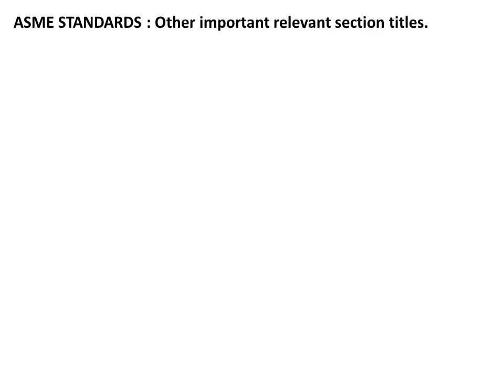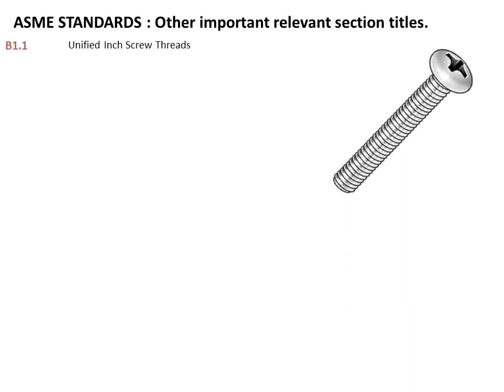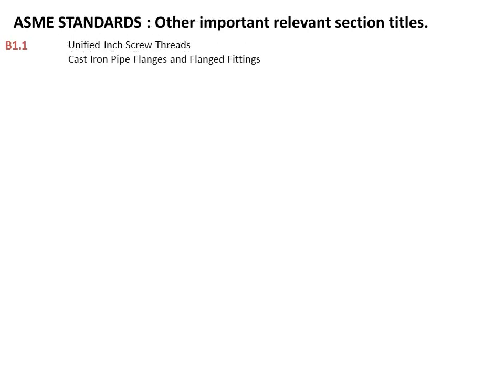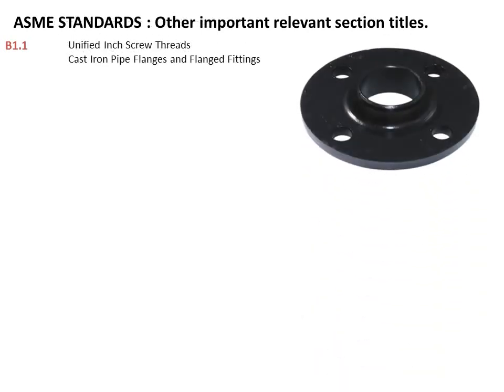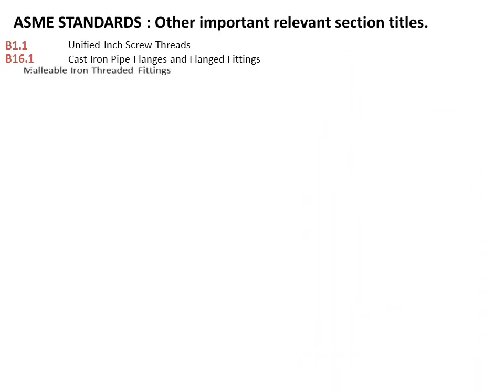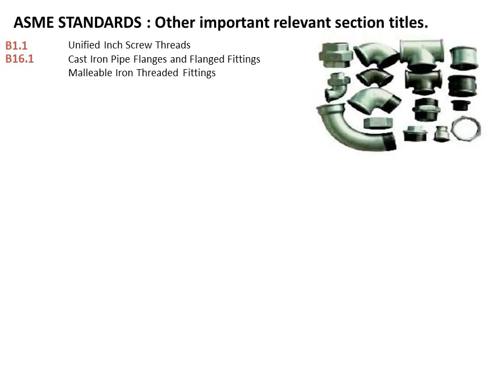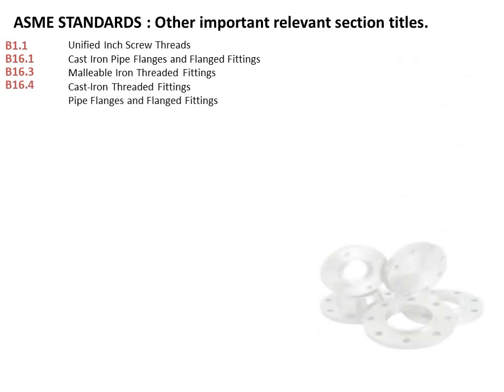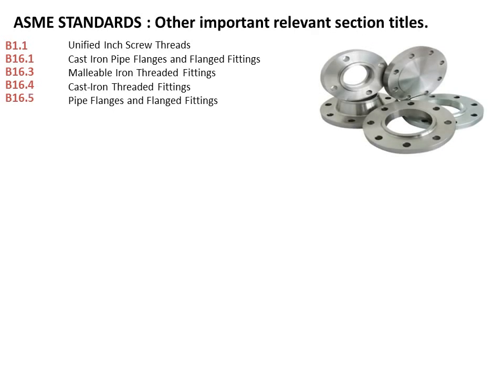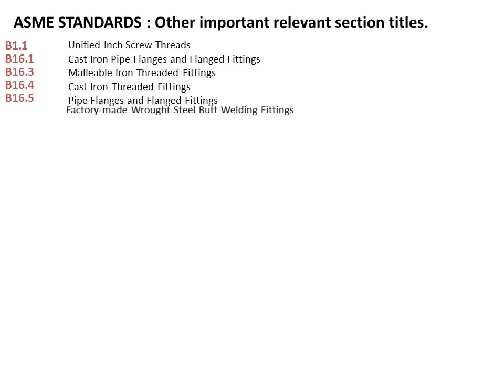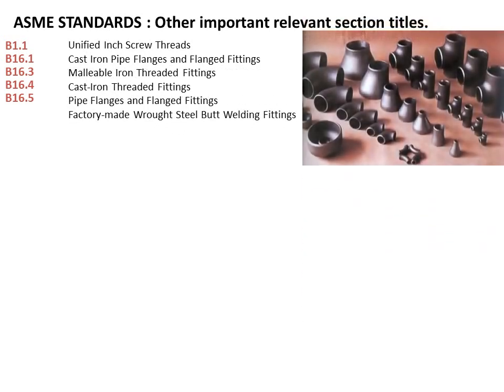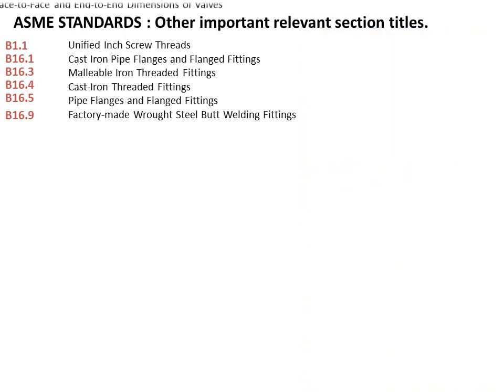Now, we will be seeing other relevant section titles, ASME standards. For unified inch screw thread, we have B1.1. Next, for cast iron pipe flanges and flange fittings, we have B16.1. For malleable iron threaded fittings, we have B16.3. For cast iron threaded fittings, we have again B16.4. For pipe flanges and flange fittings, B16.5 standards. Factory-made wrought steel butt welding fittings are contained in B16.9.